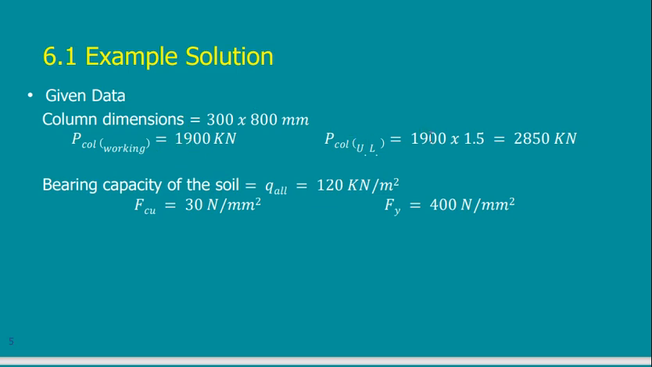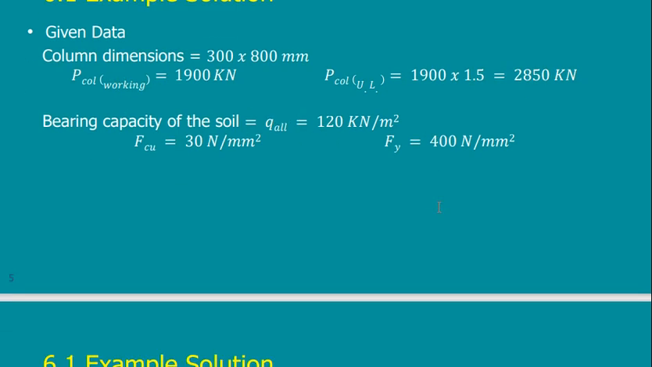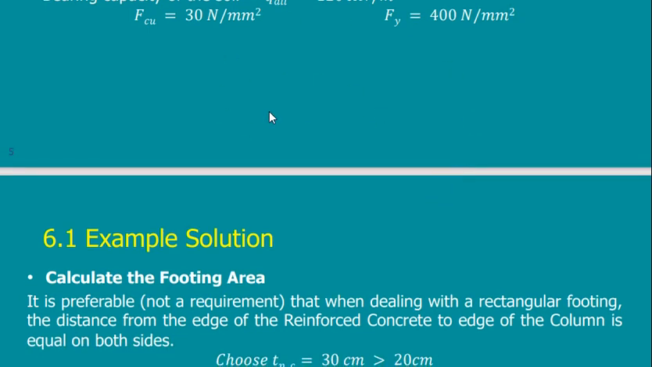To get the ultimate, we multiply it by 1.5 to get this value. So this is the ultimate load, this is the working load. Bearing capacity of soil is given, and FCU and F yield are given. So these are the given data.